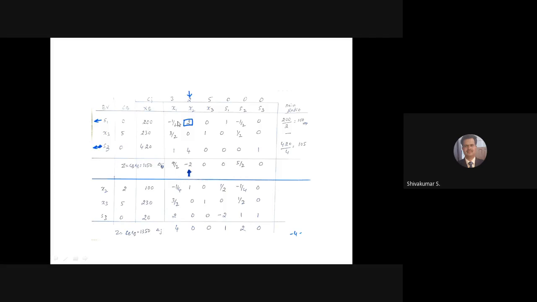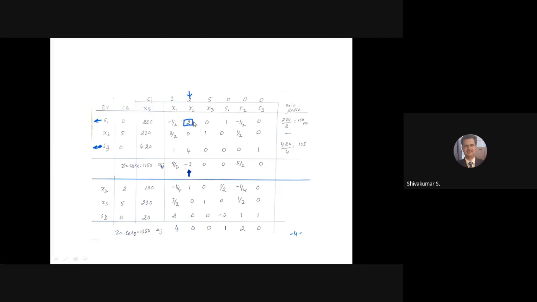So now 200 divided by 2 becomes 100, 420 divided by 4, 105. Among these two values, 100 is the minimum value. So now you are going to take this row. In the next table, S1 departs, X2 enters. Now the intersection of the departing variable and the entering variable is called the pivot point.